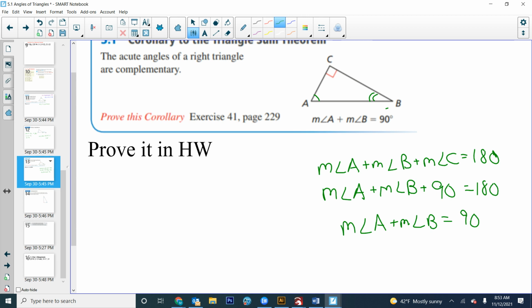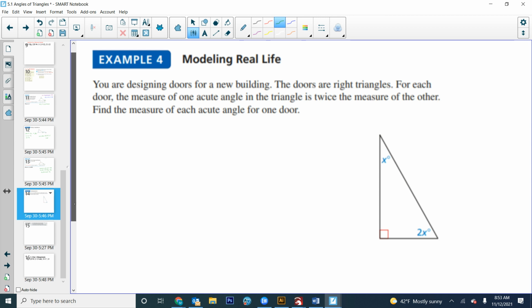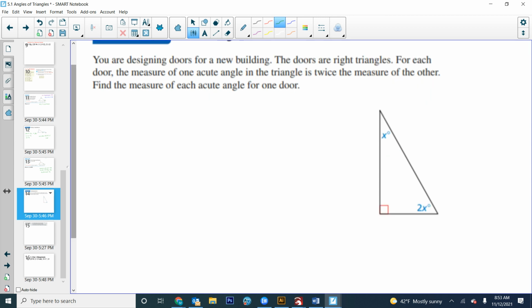Complementary. The acute angles of a right triangle are complementary. Let's do an example. All right, we've got x, we've got 2x, we've got 90. There's two ways to solve this one. Who can give me one way?